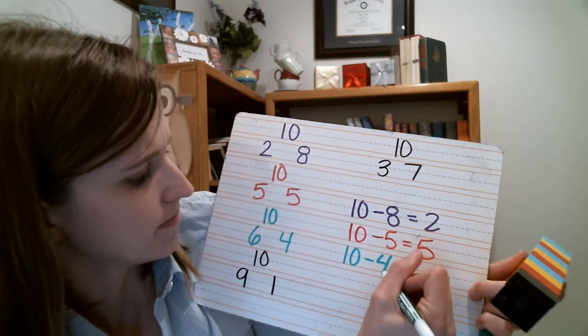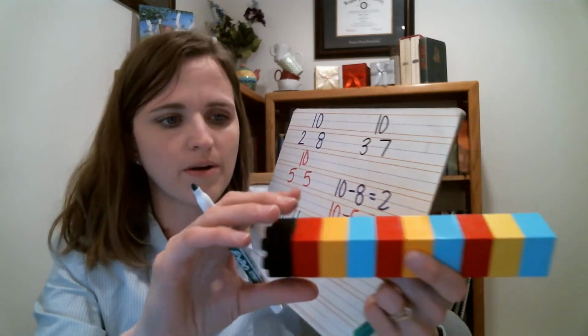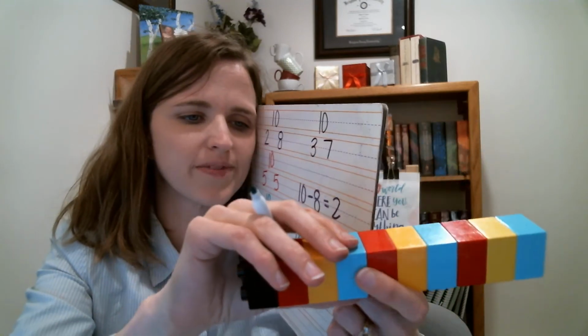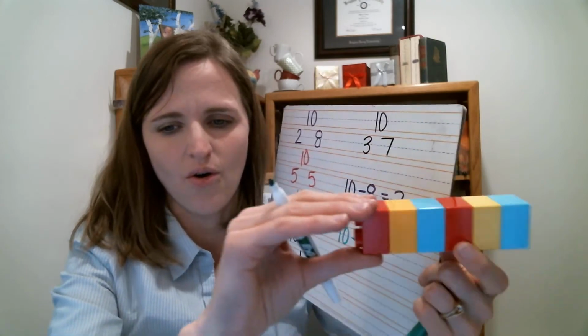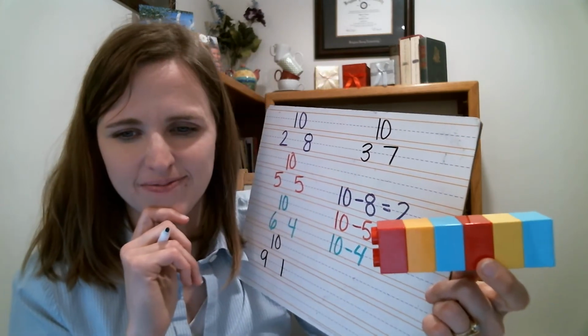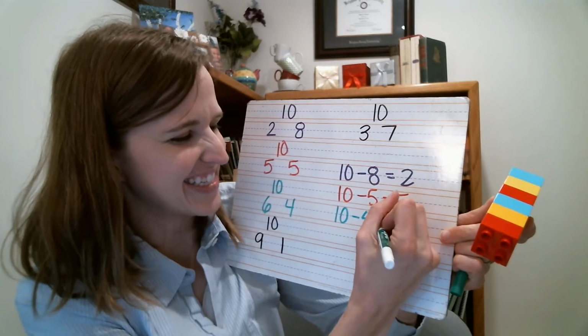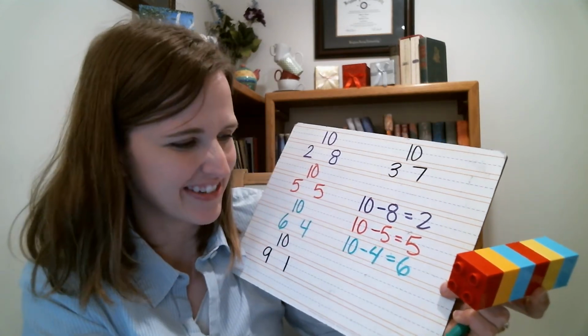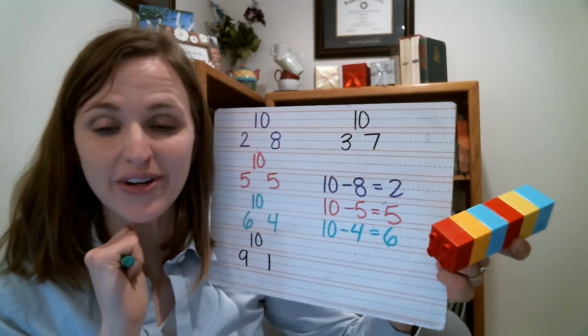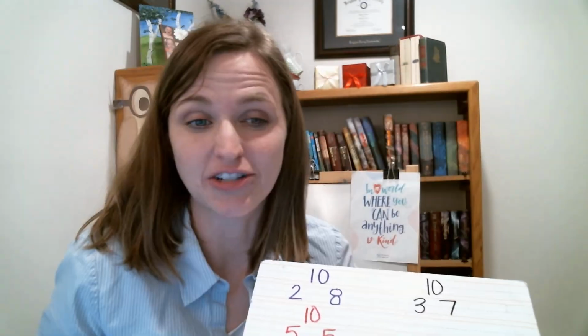I'm going to take away 4. 1, 2, 3, 4. 4 gets separated off. How many are left? It is 6. Look at this subtraction you are doing. Maybe you can pause the video and do subtraction for the other ones you found while you were playing. Did you find any more subtraction problems?